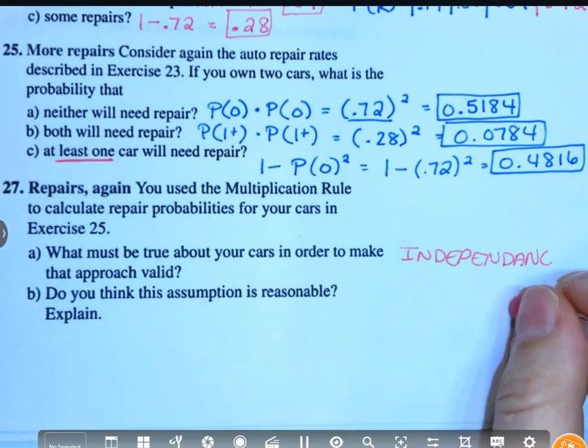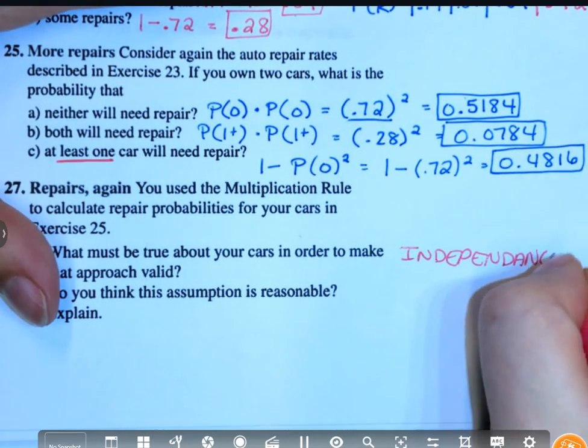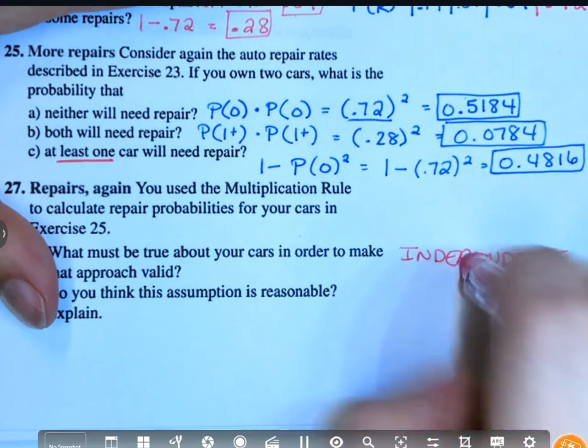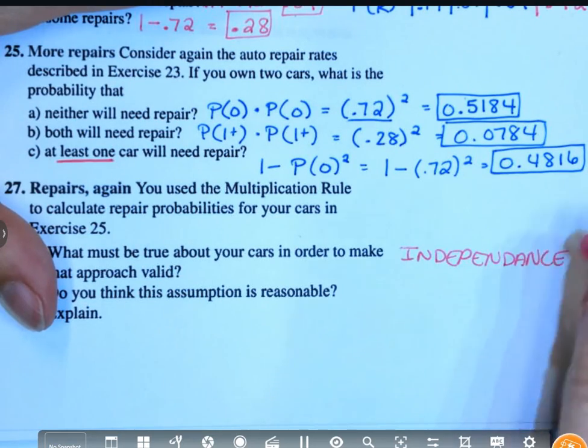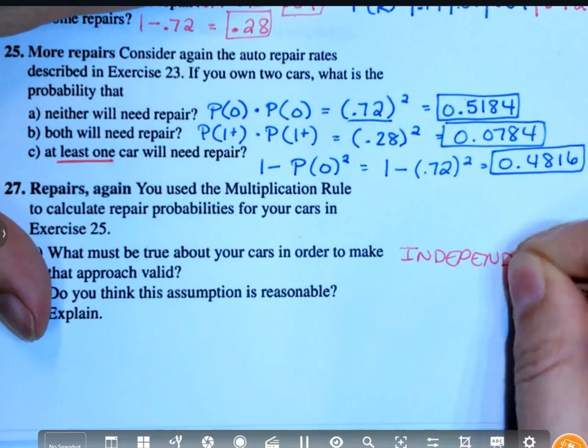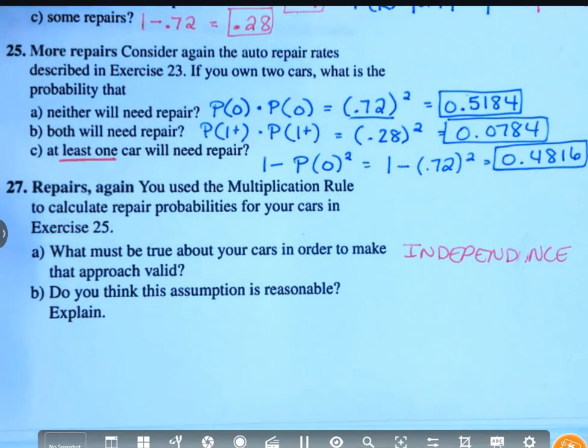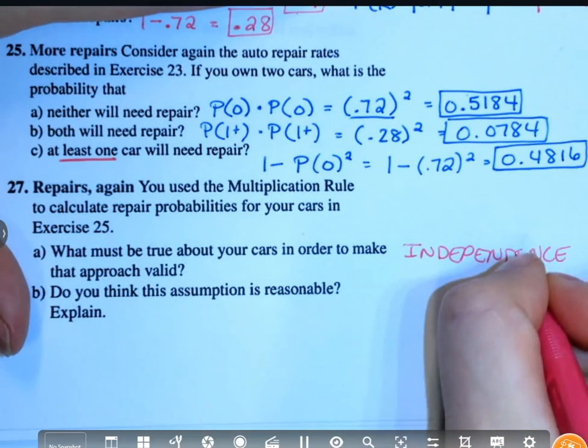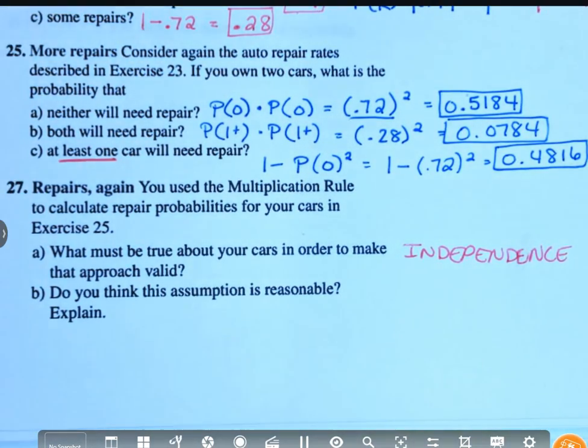And I have no idea if I'm spelling that right. Is it D-A-N-C-E? Is it dance or dense? But I like to do the independence. Thank you for laughing. It wasn't that funny, but okay.